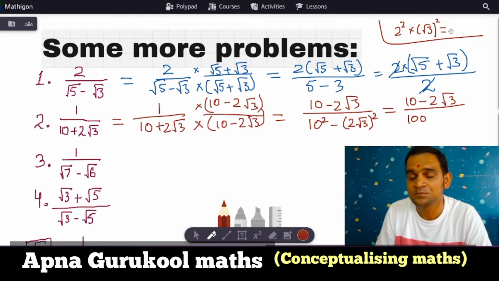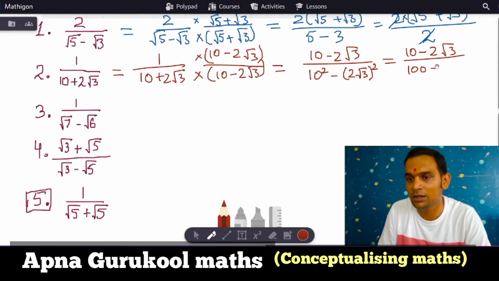So let's move forward. So this becomes 2 square is 4, times root 3 square is 3, so that gives us 4 times 3 is 12. So this becomes 100 minus 12. So that's how we get 10 minus 2 root 3.